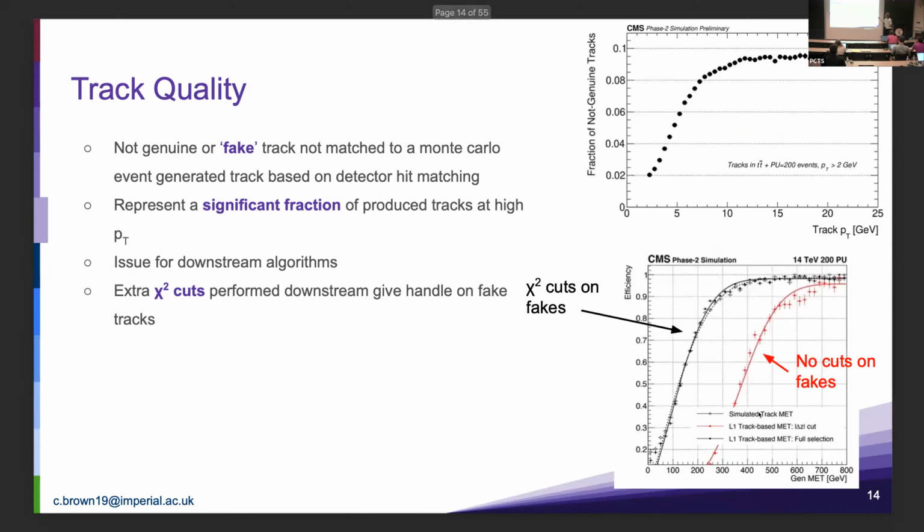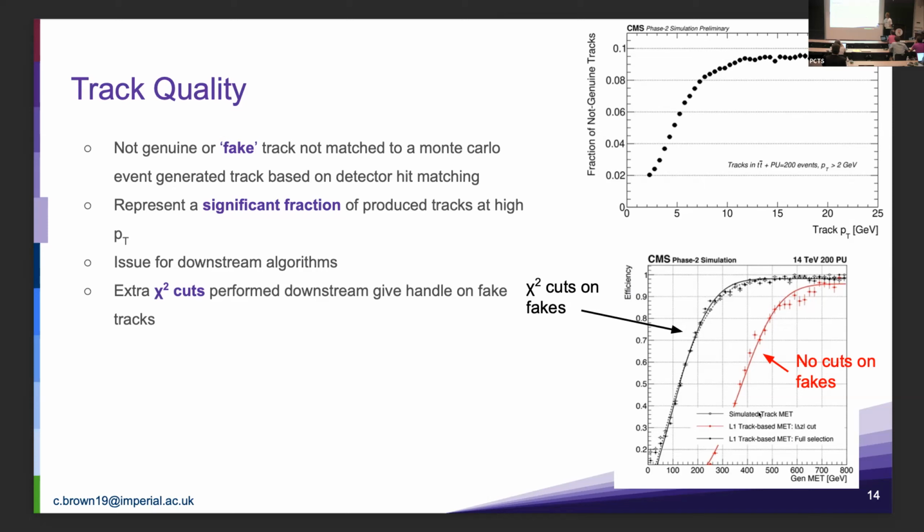And you can see that at high pT, a large percentage of our tracks, about 10% of our tracks, don't actually originate from real particles. So when we pass them downstream, this is obviously quite a big issue, because a lot of our downstream algorithms are very pT focused, and we care a lot about the momentum of our particles when we're doing our triggering. So we need to do something to reduce the number of these fake tracks being passed downstream.